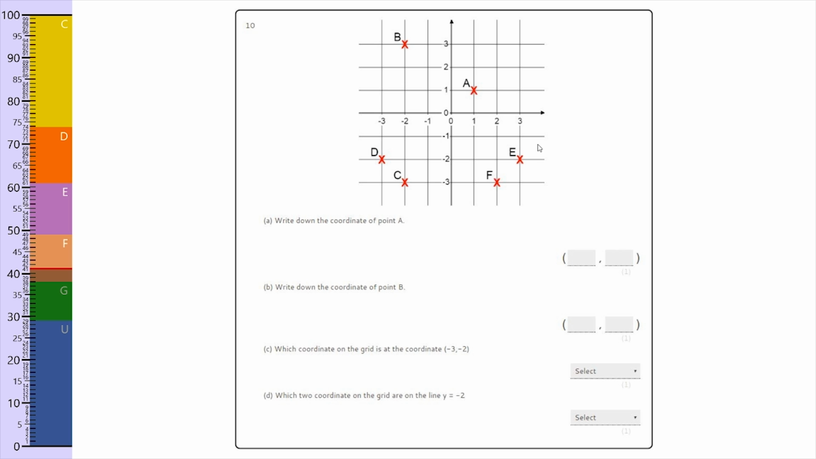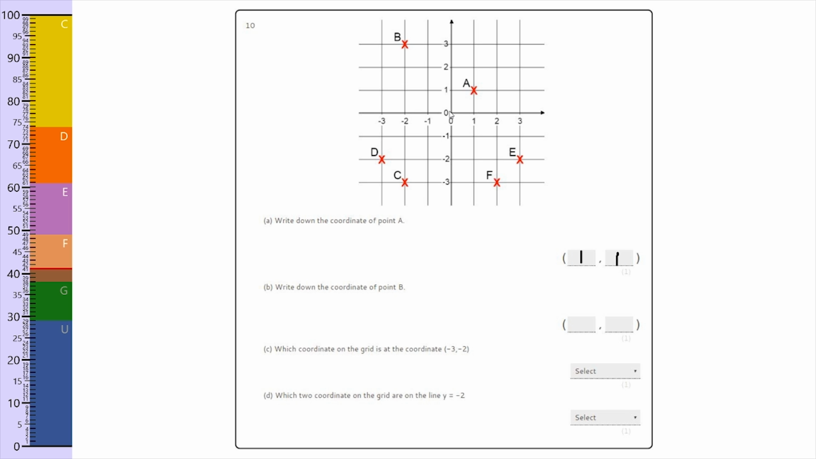Okay, so this is our first coordinate question, and we're just simply writing down the coordinate of point A. So with this, we always go along the corridor, then up the stairs. We do the X coordinate first and then the Y. Always go across and then up. 3 different ways of saying it, but it means the same thing. So we're going across 1 and up 1. So it's going to be 1, 1.